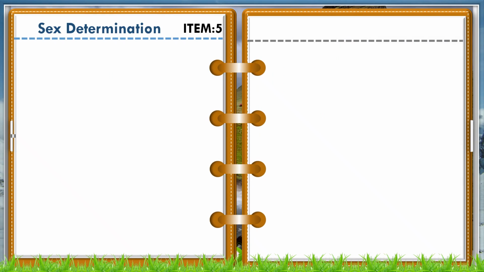Let's now move on to item 5. We are still under sex determination, item 5. We are going to look at probability understanding. We want to focus on probability understanding.